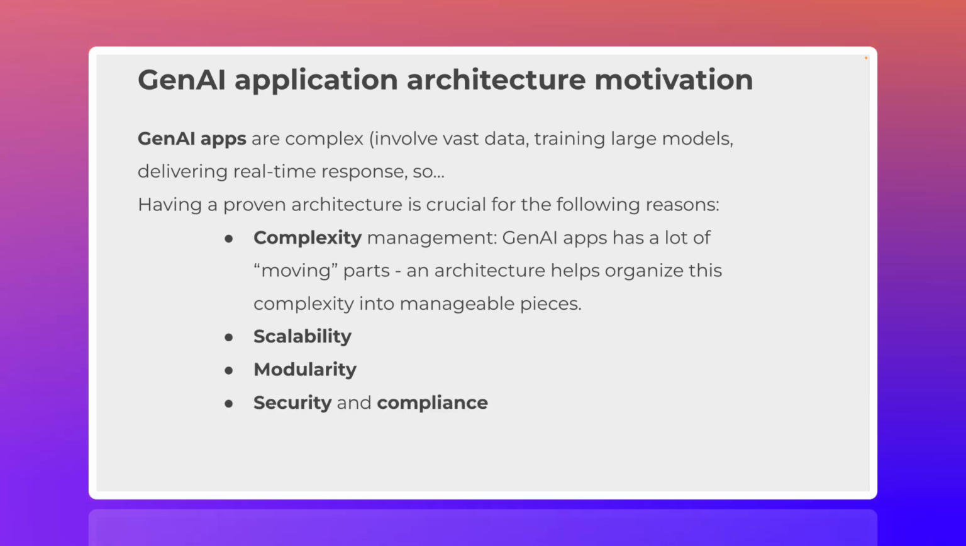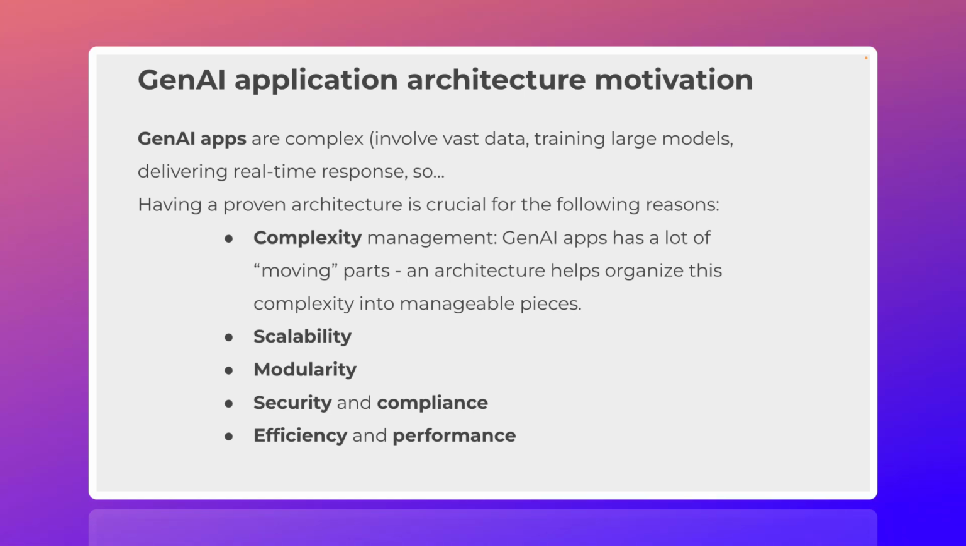And we have security and compliance. Now, this is very important because having an architecture, we would know that it will provide gates for data validation, security, and compliance checks. So essentially, making sure that we have everything that we need to protect sensitive information and ensuring adherence to regulations, which is a huge part of building GenAI applications.